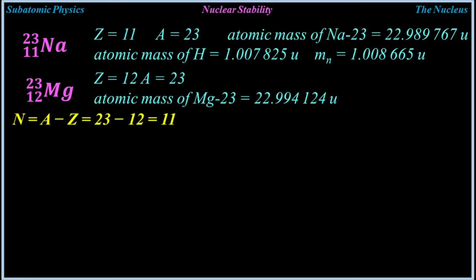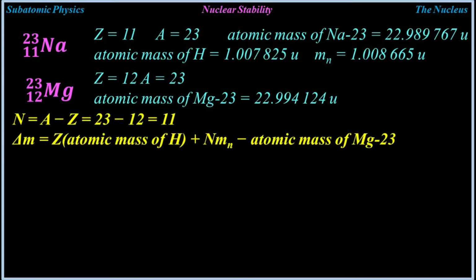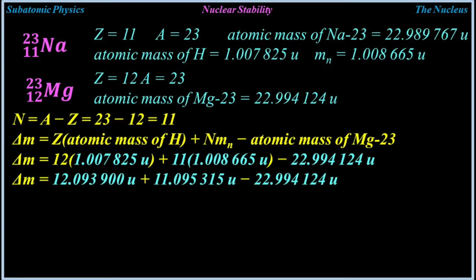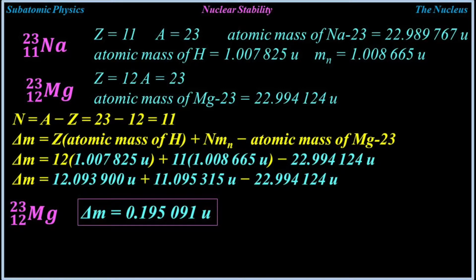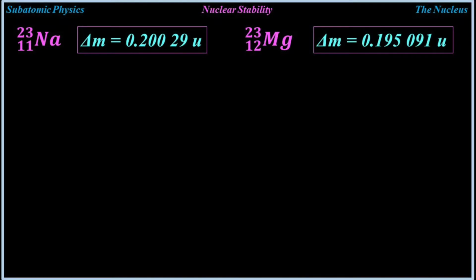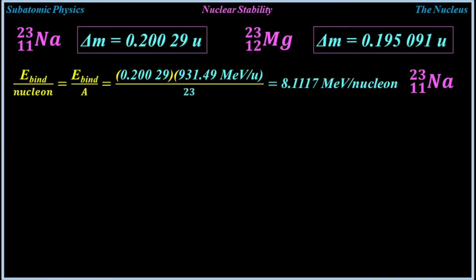And next, we want to calculate for magnesium. N is 11 for magnesium, and delta M is 0.195091. So we will bring forward the delta M for sodium, the delta M for magnesium.